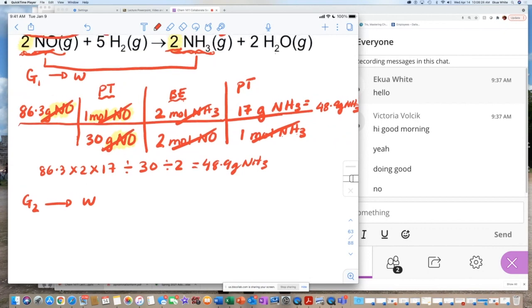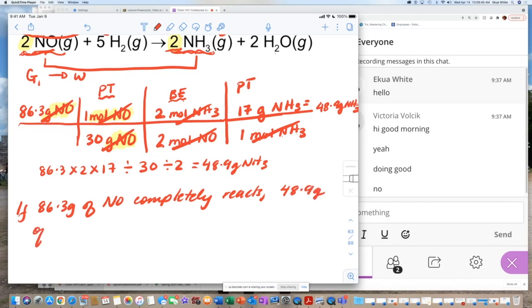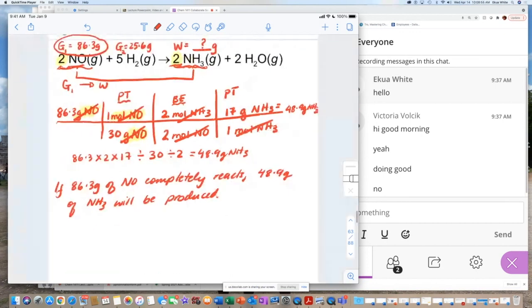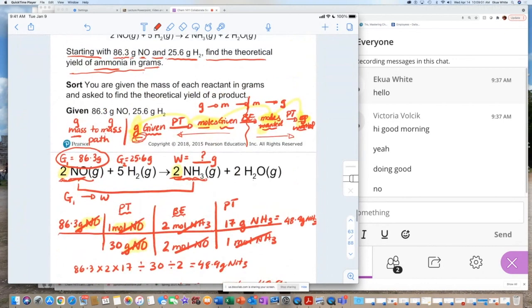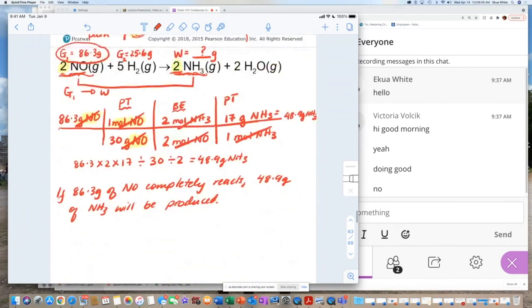So what we're saying here, before I go to G2 to W, is if 86.3 grams of NO completely, all of it completely reacts, 48.9 grams of NH3 will be produced for sure. But this is only half of the story. They said find out which of these reactants is the limiting reactant. Well, they didn't really say that. That's what I'm thinking. They said find the theoretical yield of ammonia. And I'll show you how we do that once we're done with the second part.